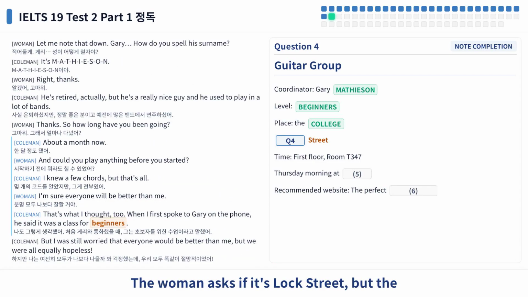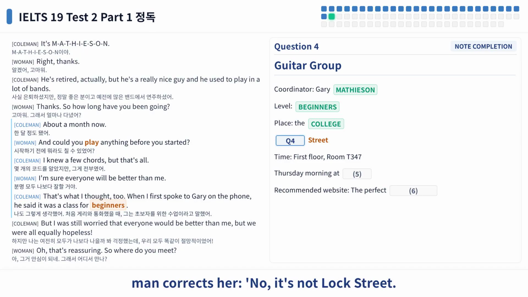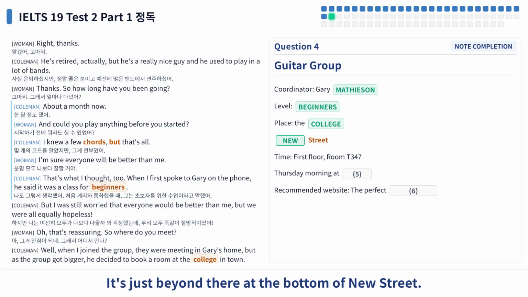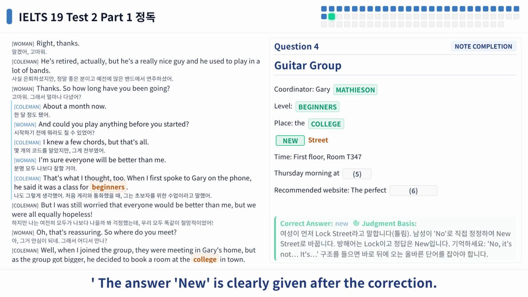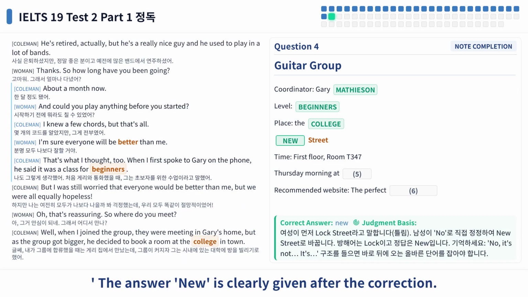The woman asks if it's Lock Street, but the man corrects her. No, it's not Lock Street. It's just beyond there at the bottom of New Street. The answer New is clearly given after the correction.